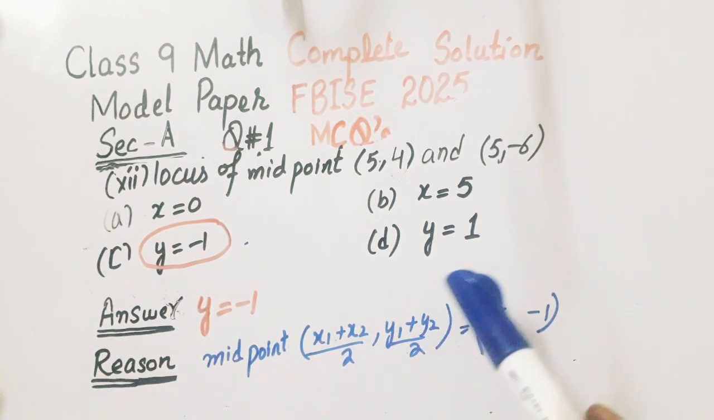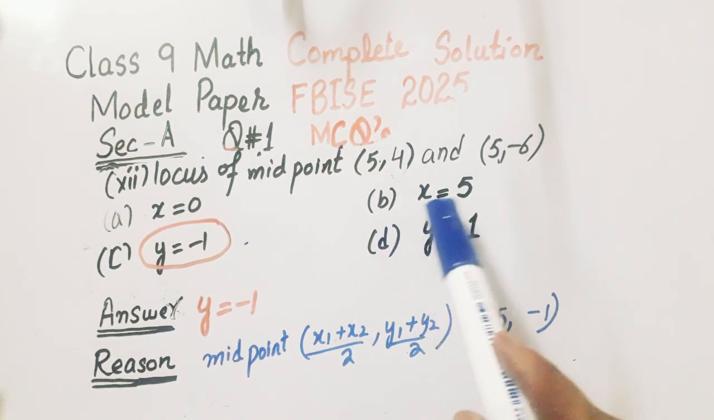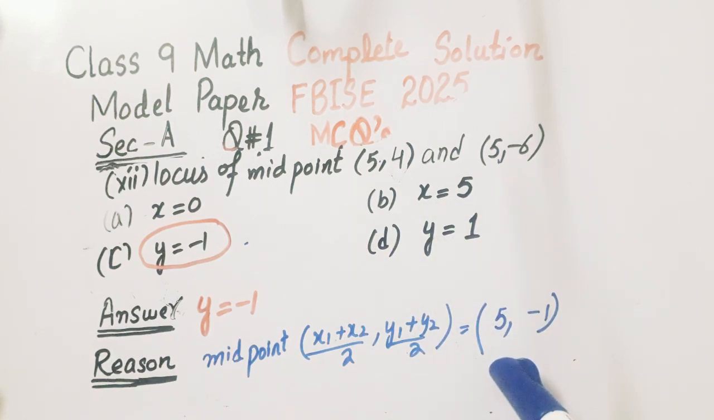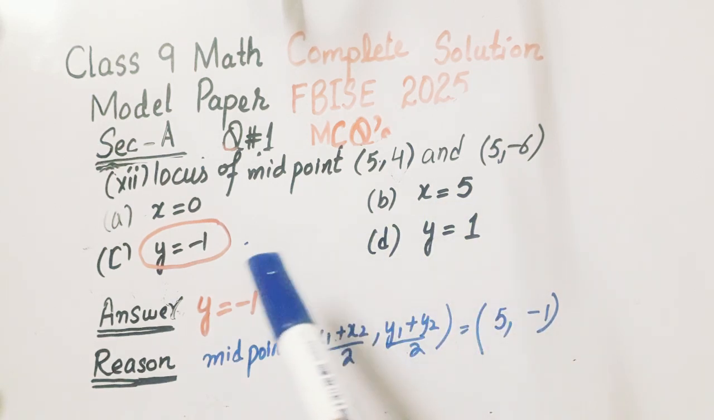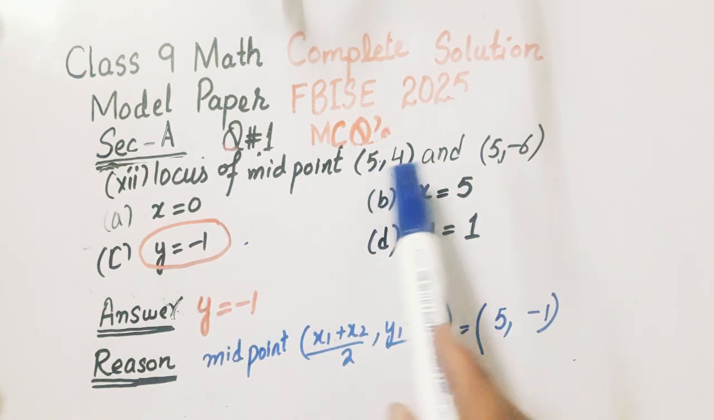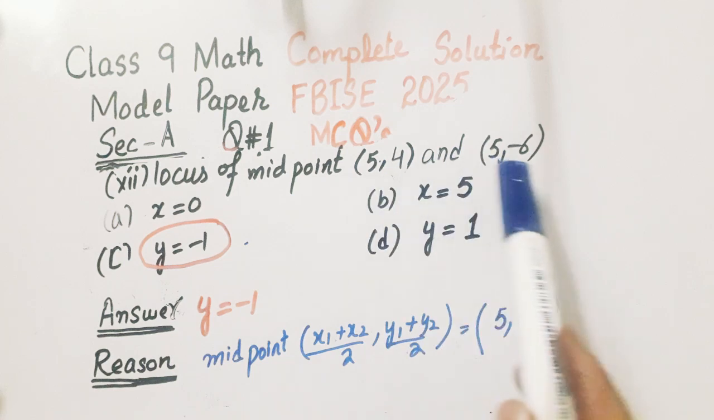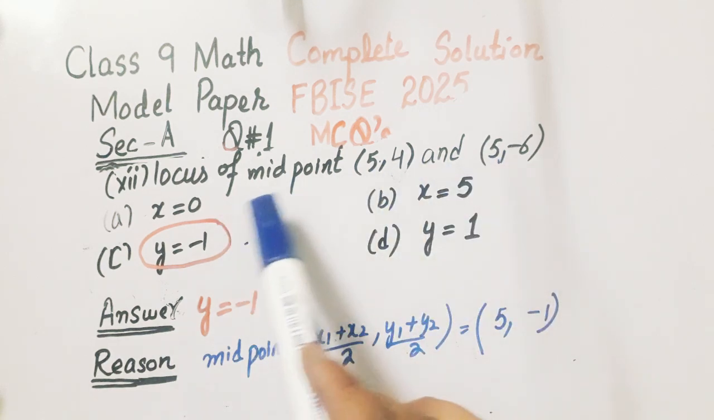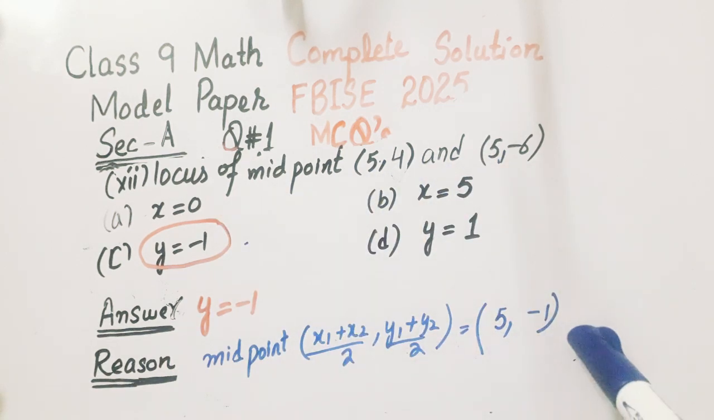You may be confused that we also have x is equal to 5 in the options, but look at the question. Both points have the same x value. That's why we have to find the midpoint. For this purpose, we will use y is equal to minus 1 as the correct option.